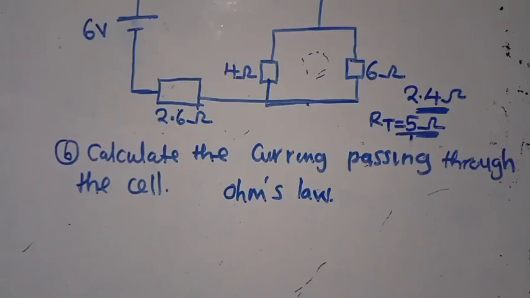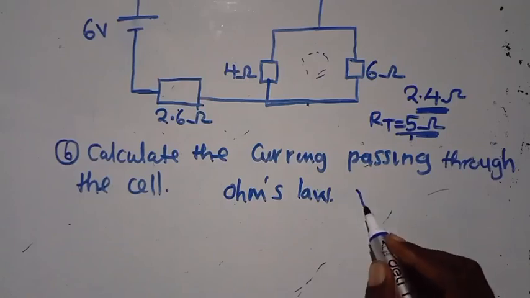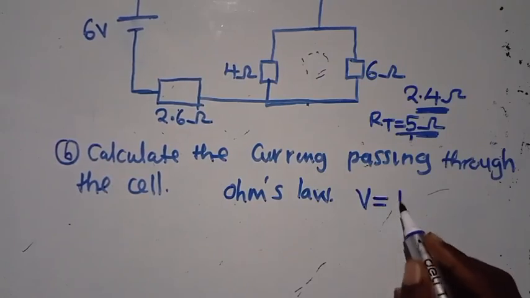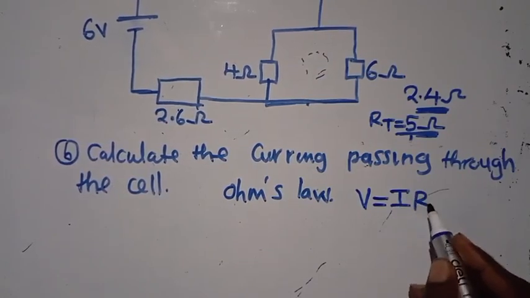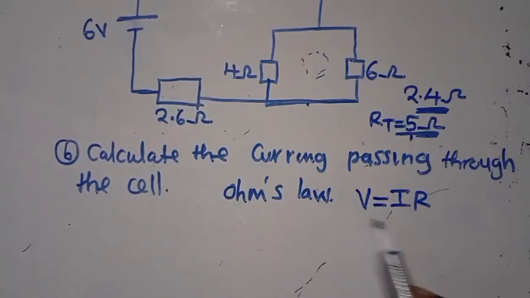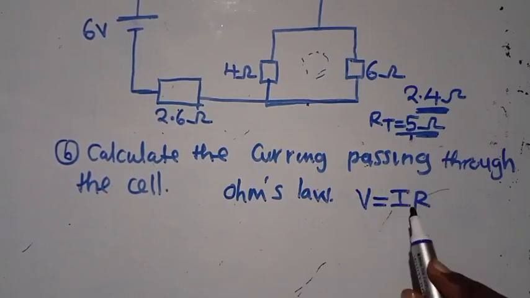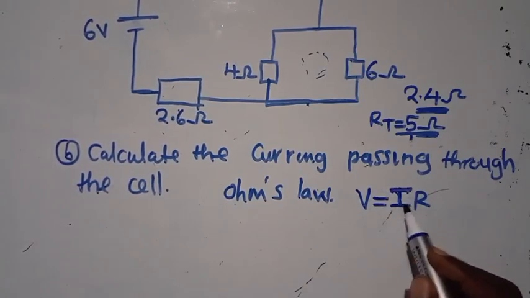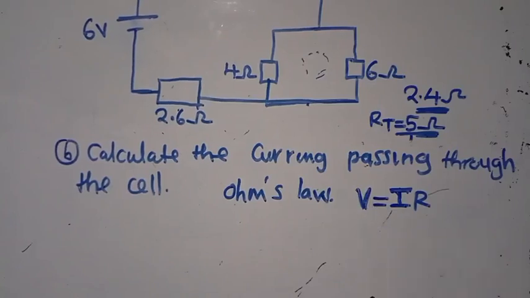So we know that Ohm's law states that current passing through a conductor is directly proportional to potential difference. So what I mean is that voltage is equal to current times resistance. This is from Ohm's law, where we say that current is directly proportional to potential difference. This is what we are supposed to know.